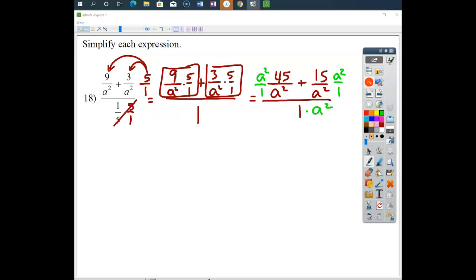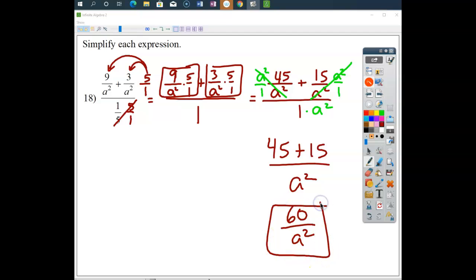And so in this case, the a squares cancel here, they cancel there, and we're left with 45 plus 15 over a squared, which is combining to make 60 over a squared. Now some of you guys might have noticed along the way that this problem could have been done in a much simpler way. And if you see those ways, then go for it.